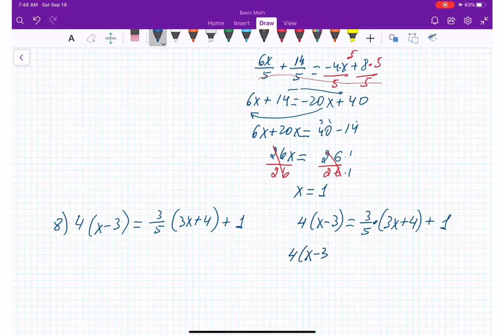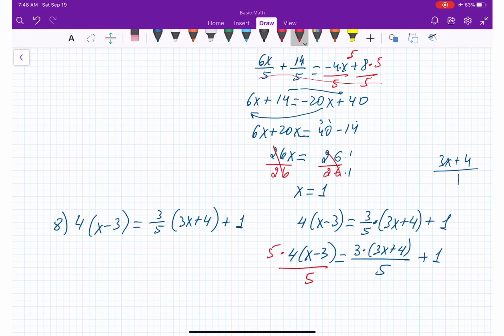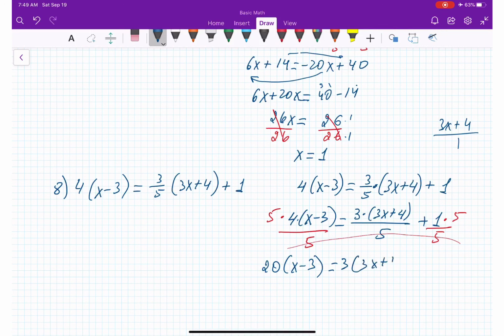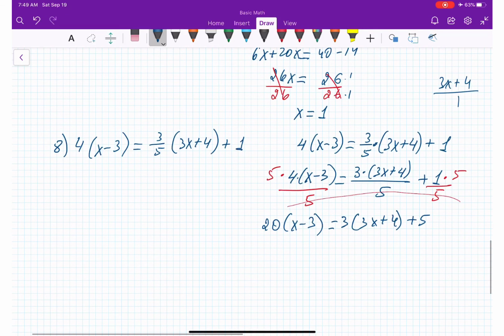4 times x minus 3 equal 3 times 3x plus 4 over 5. Because when you have 3x plus 4, that means denominator is 1, right? So, and plus 1. Okay, common denominator is 5, which means here it's going to be 5. Here is going to be 5, right? And we can drop this 5 and 5 and 5. And result is 5 times 4 is 20, meaning 20 times x minus 3 equal 3 times 3x plus 4, plus 5. All right, so let's distribute 20x minus 60, distribute, equal 9x plus 12 and plus 5.